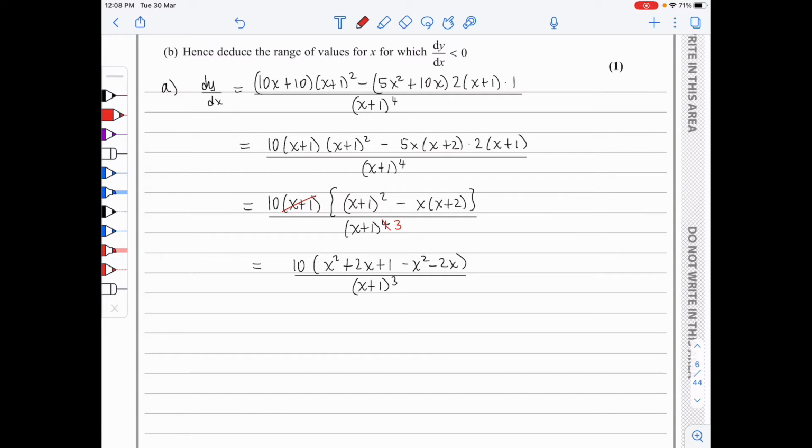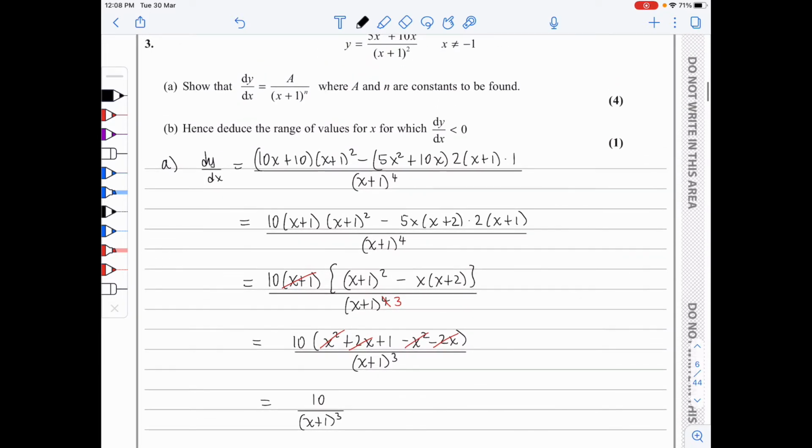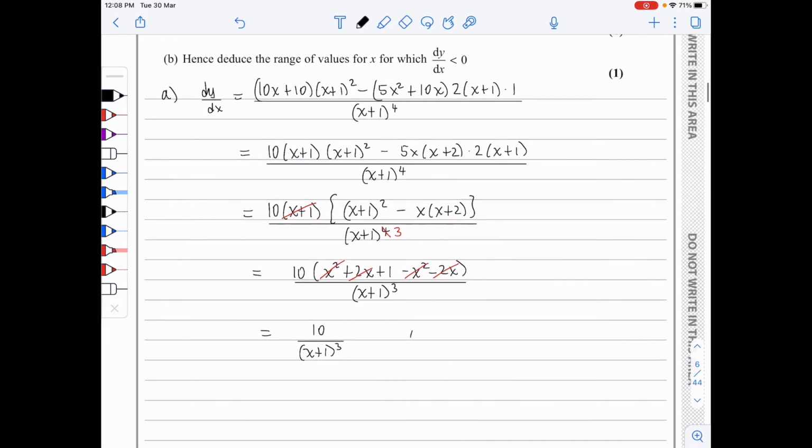And we've got further simplifications, the x squared with the x squared and the 2x with the 2x, leading to 10 over (x plus 1) cubed. And this means that we can just state that a is 10 and n is 3.